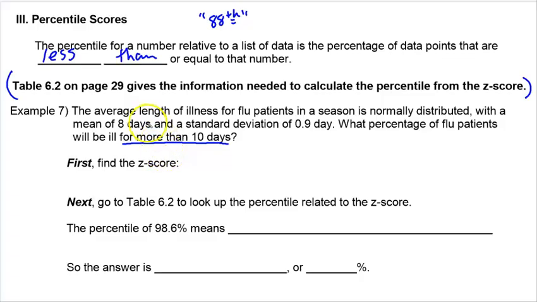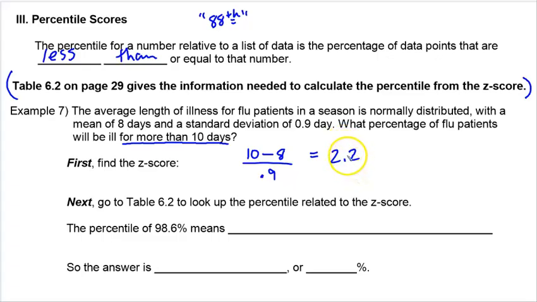Keep that in mind, because percentiles are all about, when we find a score, that represents the percentage of people below. That would be less than 10 days. So how do we account for the fact that they want the percentage of flu patients that will be ill for more than 10 days? First, let's find the z-score. We take our data point, which is 10, subtract the mean, which is 8, and divide by the standard deviation. That gives us a z-score of 2.2.